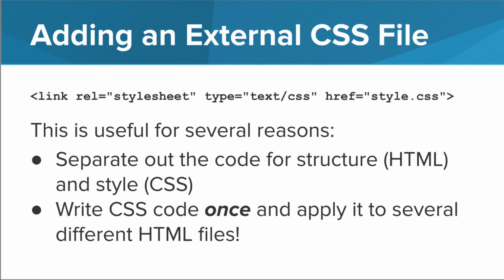This is useful for several reasons. First of all, you can separate out the code for structure of your pages, which is the HTML file, and your code for styling the different web pages. This is your Cascade style sheet, and that's a separate file. You can write all of your Cascade style sheet code once and then apply that style sheet file to several different HTML files across your entire website if you choose.